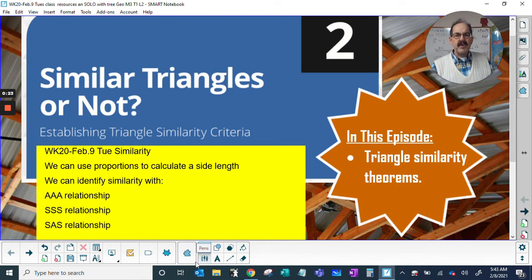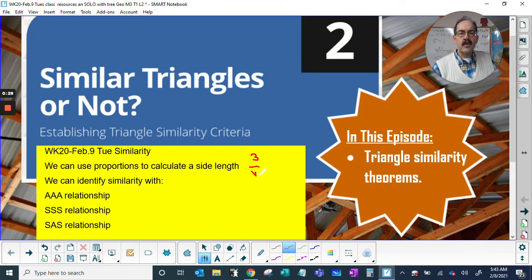So last week we actually studied and practiced proportions. 3 to 4 is the same as 6 to 8. Well, how do we know that? Well, this was a scale factor of 2. Everything was times 2. Or, if you go backwards, divide by 2.